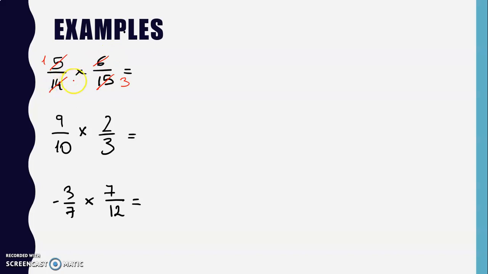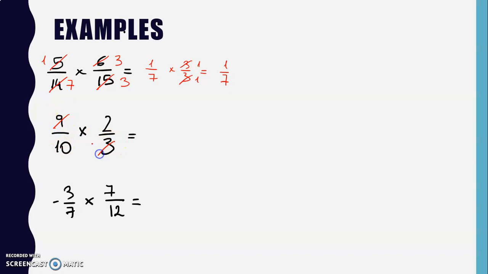Then 6 and 14 are divisible by 2. So we end up with 3 and 7. Now, as you can notice in this case, 3 and 3 are both, we can simplify that further, but I'm just gonna write this step so you don't get confused. 1/7 times 3, which you know that's already 1, so the answer is 1/7. Okay, next one.